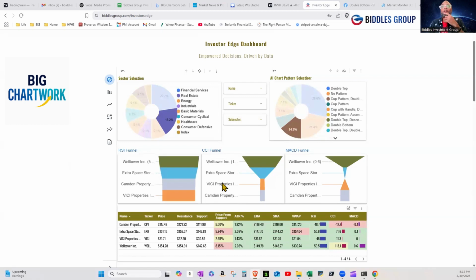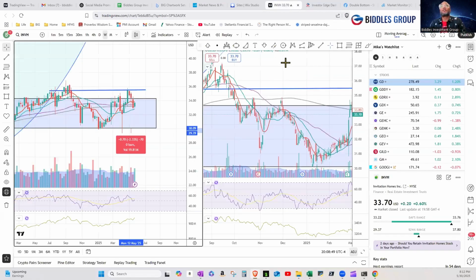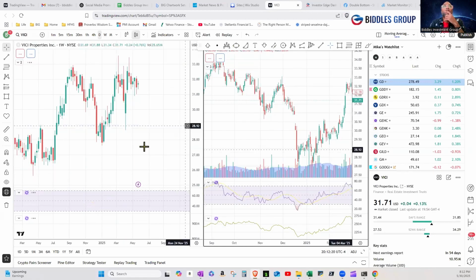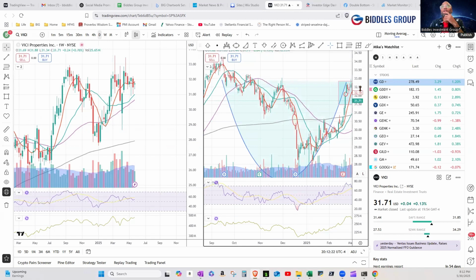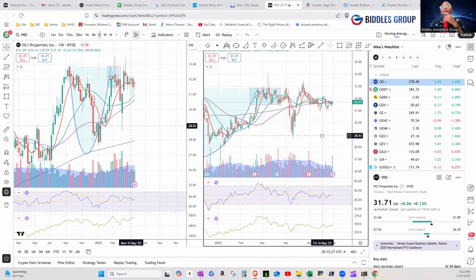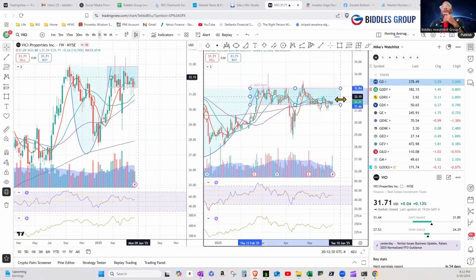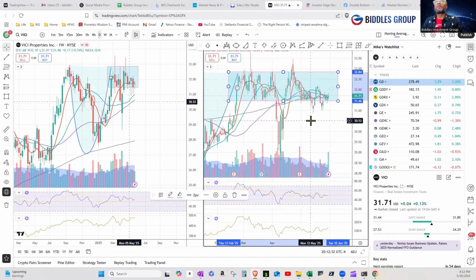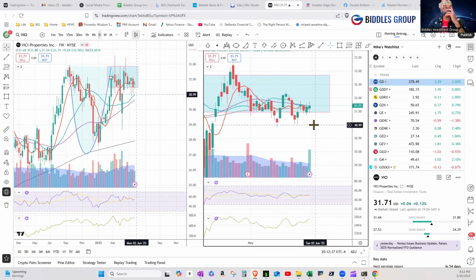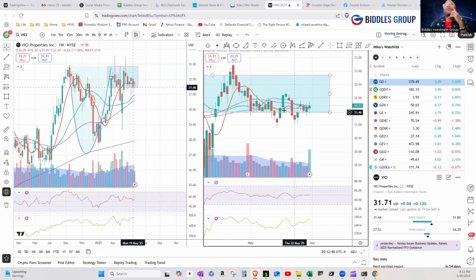So we see VICI Properties, VICI, and Welltower. Let's take a look at those. VICI. All right, so we see the cup has already formed. We even drew that in. That cup formed. Okay, we've got to drag that out. And so we're in range right now. Now this might not be a bad price because we're at the bottom of the range. We actually hit that today. So this is something I like to see. Basically, we've been holding the bottom of this range. So this is 31.49, probably a decent price to get in.